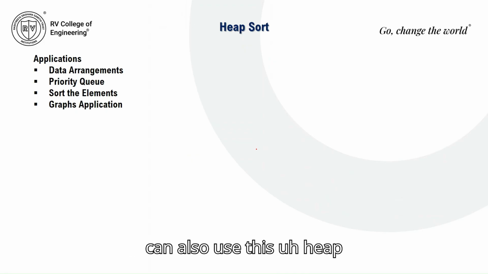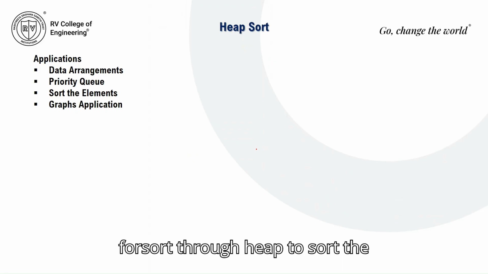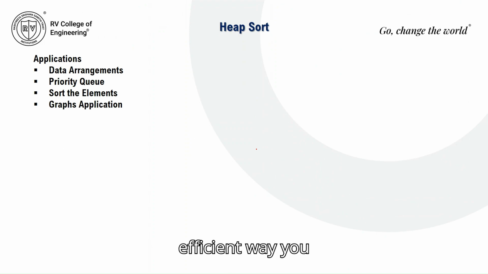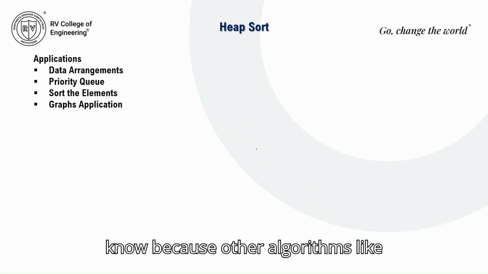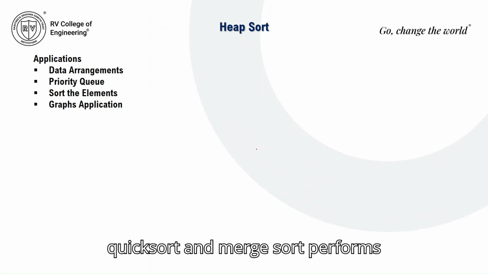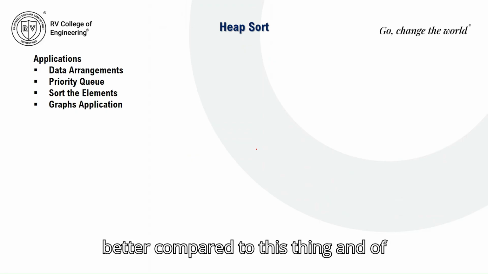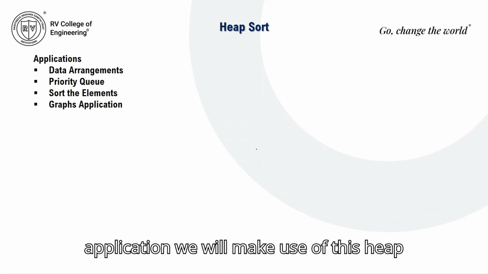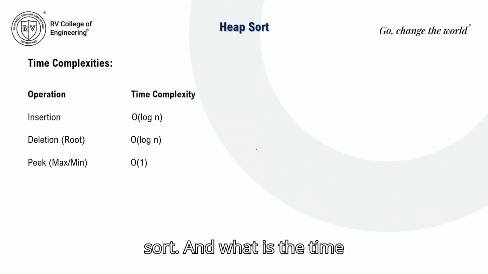And you can also use the heap to sort the elements. But this is not actually the efficient way, because other algorithms like quicksort and merge sort perform better compared to this. And of course, in some graph algorithms and graph applications, we will make use of heap sort.